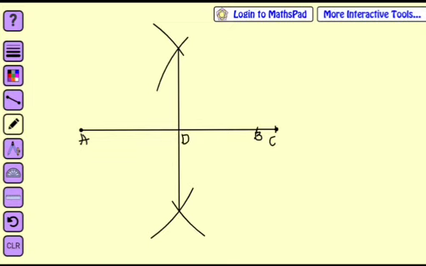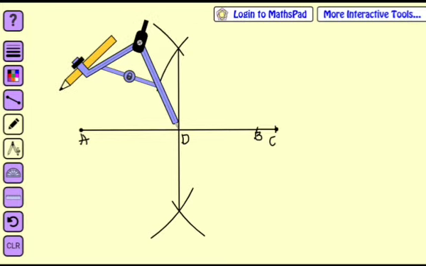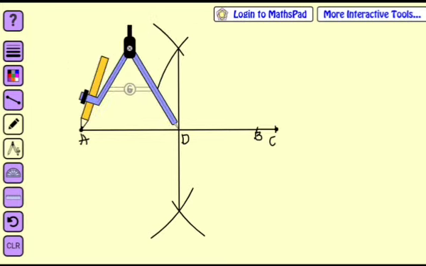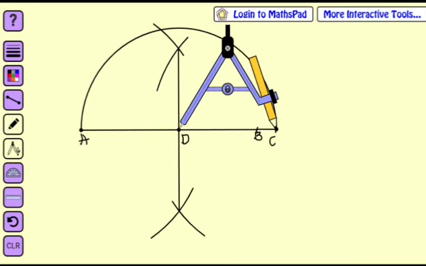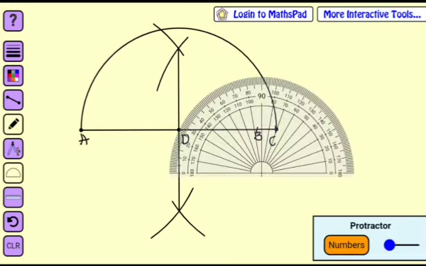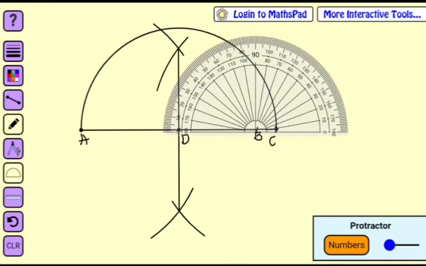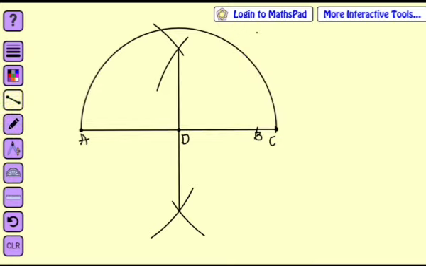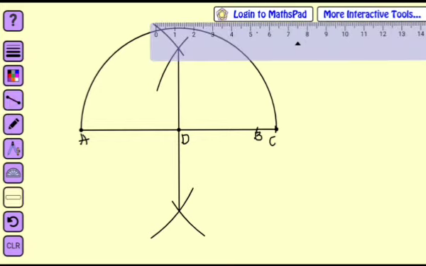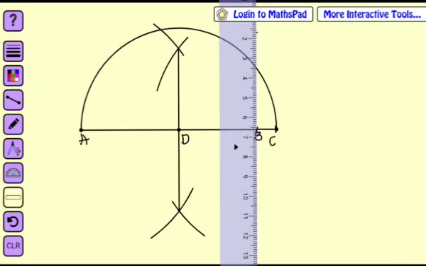Now taking radius as AD, I am going to make a semicircle. What are we going to make? A semicircle which passes through A and C. Since D is the midpoint, it will pass through both A and C, right? Now next we are going to put a protector on point B and mark 90 degrees and extend my line segment such that it touches the boundary of the semicircle at point E.